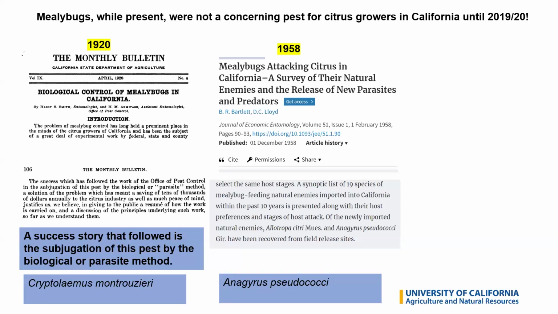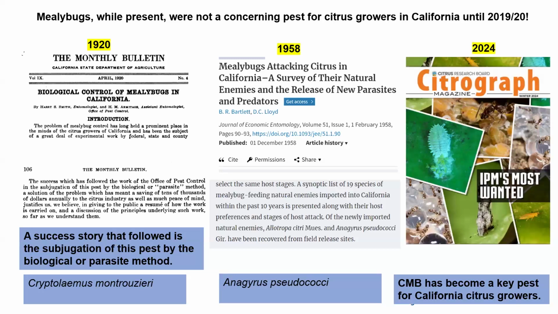But now most of the citrus growing acreage is in the San Joaquin Valley. Nearly 75% of the acreage is in the San Joaquin Valley. And citrus mealybug has become a key pest for our growers. As you can see, it is IPM's most wanted, as seen on the Citrograph cover page over here.